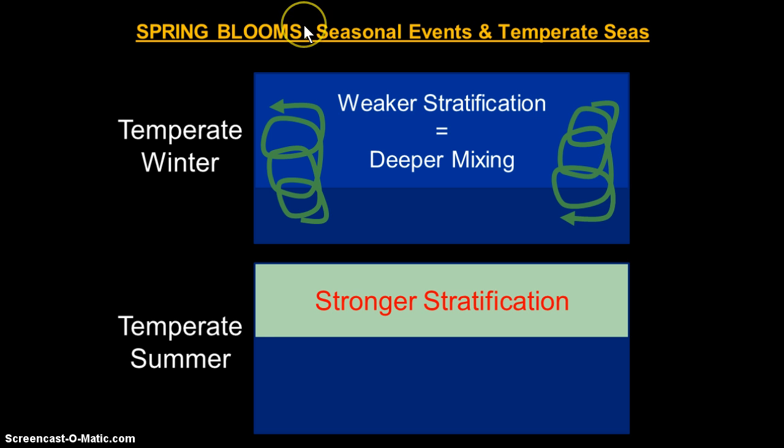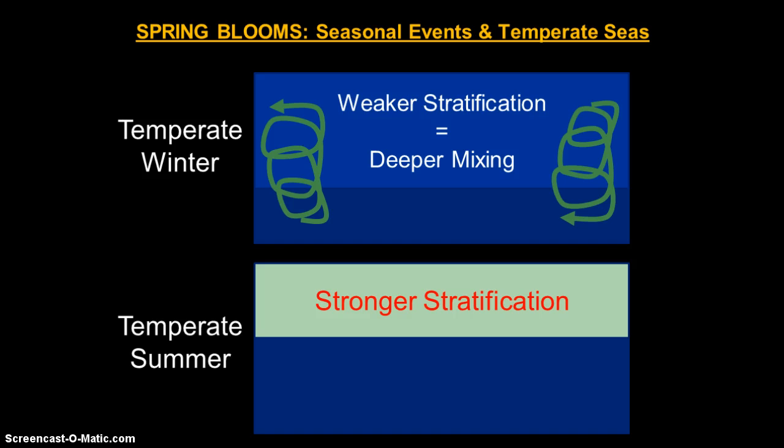A spring bloom is something that happens like clockwork, basically around the same time of year, depending on where you are. And these things tend to happen in temperate seas. What we mean by temperate are parts of the ocean that are in temperate latitudes, which means they have a really strong gradient between winter and summer. So really cold winters, really warm summers, and that sort of defines our latitude here in New Jersey.